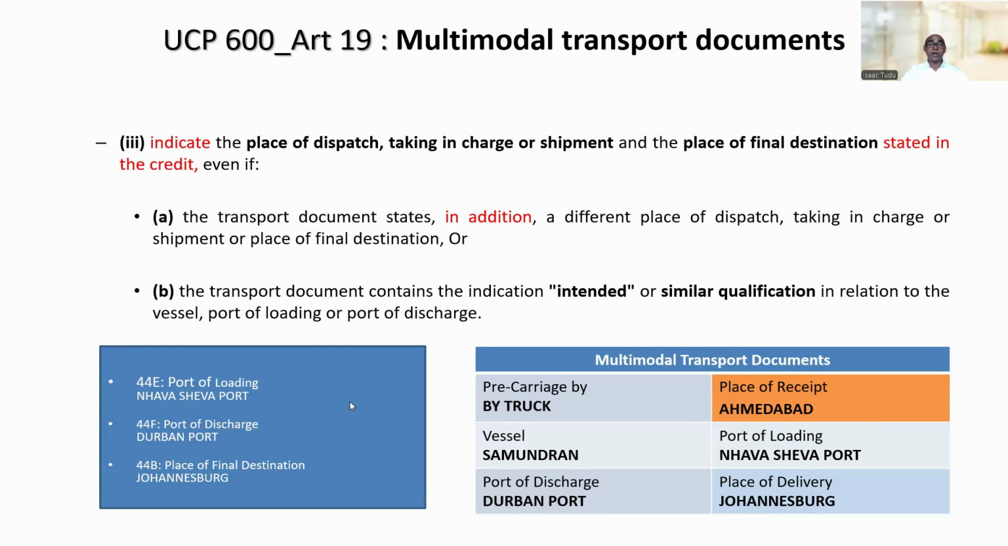The actual requirement of the LC needs to be captured in the multimodal transport document, right? All these three, which are there in this particular example, need to be captured. The word "intended" will not work, right? If only the word "intended" is there, it means it is a case of discrepancies. The multimodal transport document needs to indicate the place of dispatch, taking in charge or shipment, and place of final destination as per the LC, right? Let us move forward.